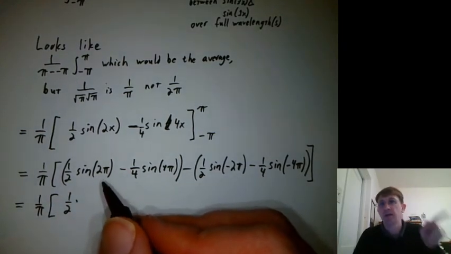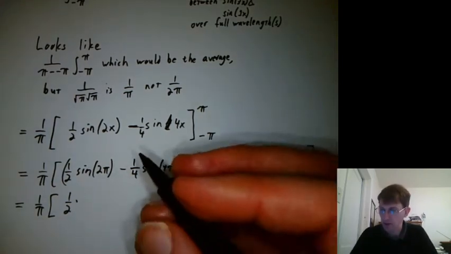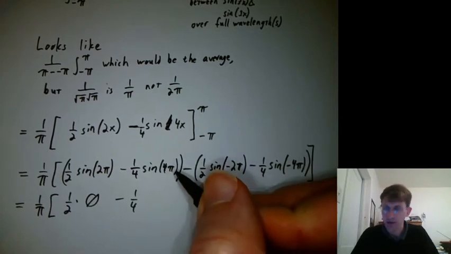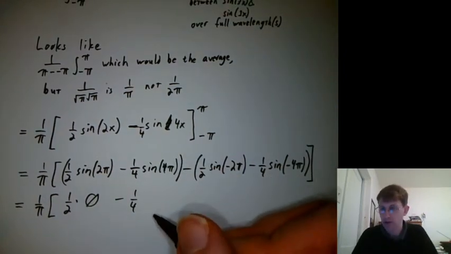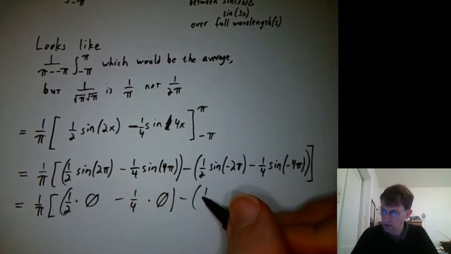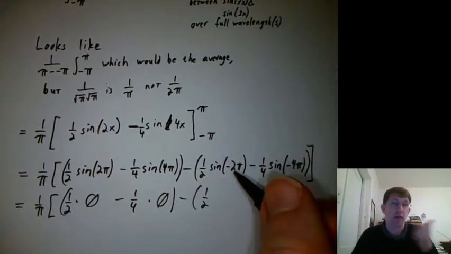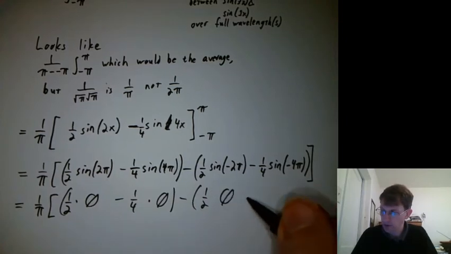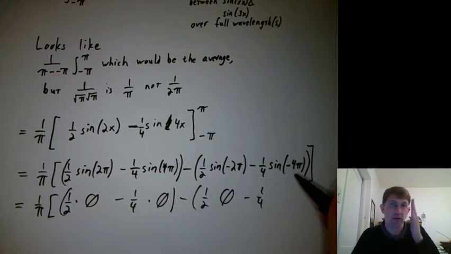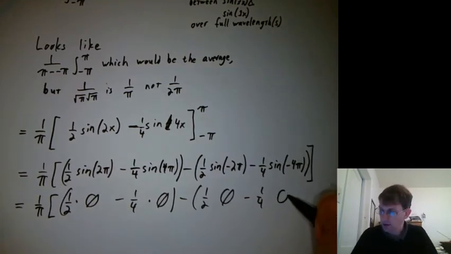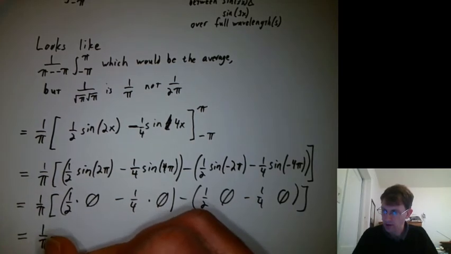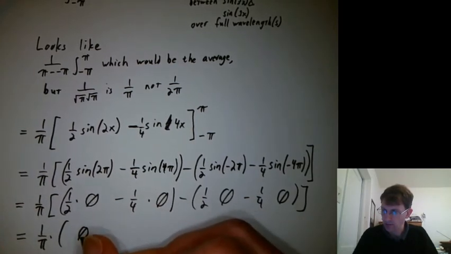Well, sine has hit a full wave by that point. It's back to 0. So that's 0. What is sine of 4 pi? That's 2 full waves. We're back to 0. And then sine of negative 2 pi, again, full waves. We're back to 0. And sine of negative 4 pi, that's 2 full waves going backward, and we're back to 0. So altogether, this is 1 over pi times 0.